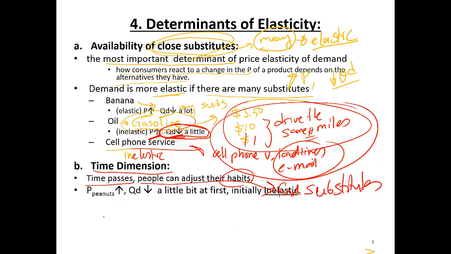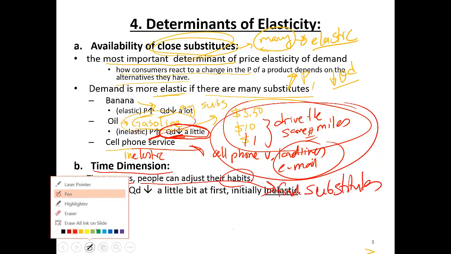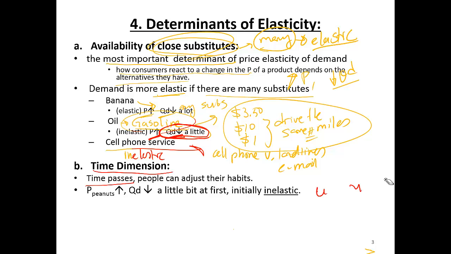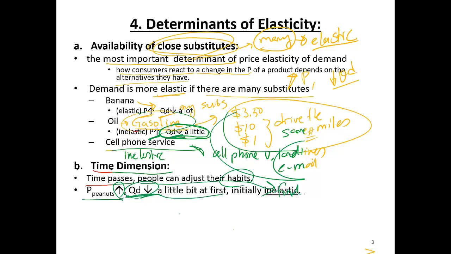This is actually what happened to me a couple of years ago. I love peanuts. I had a serious peanut addiction. The price of peanuts went up, and I was eating pounds and pounds of raw peanuts. I was a student then, so I was on a budget. Price of peanuts went up like crazy, so I dropped the quantity demanded at first a little bit. Initially, I had an inelastic demand.